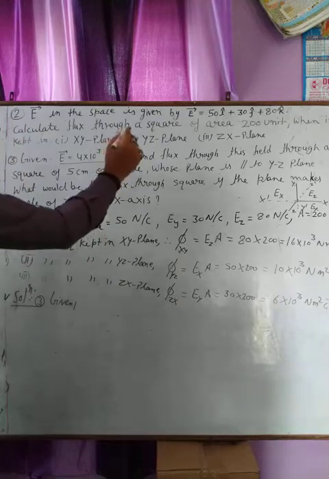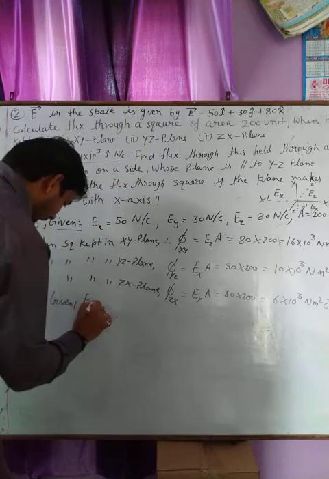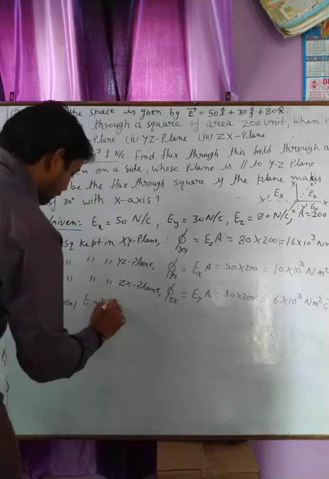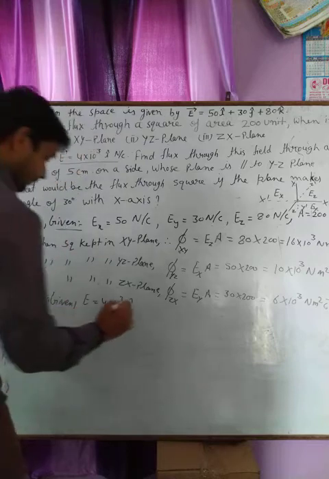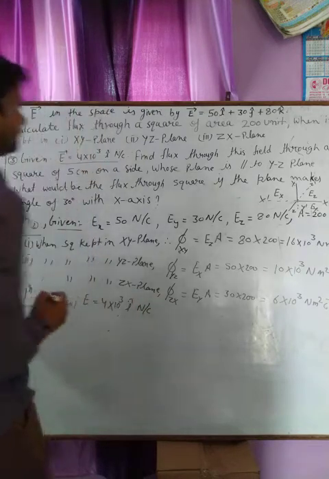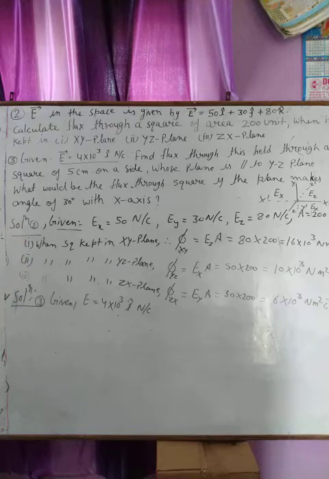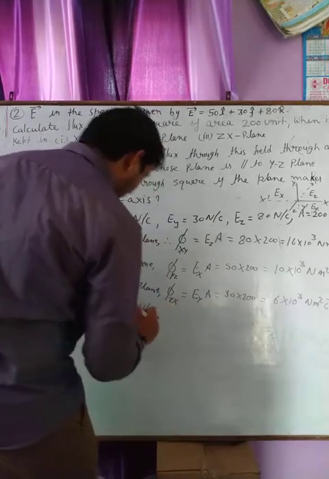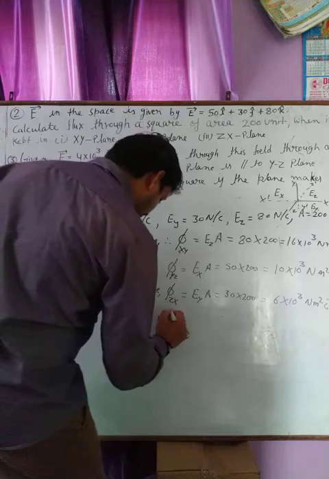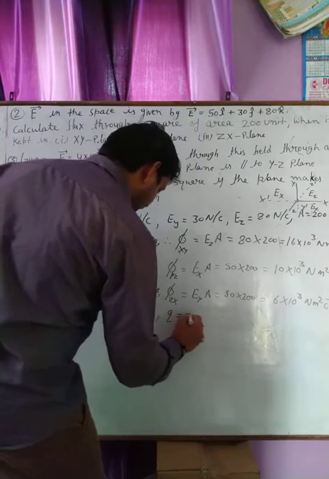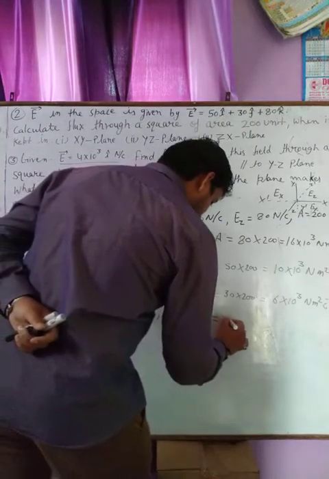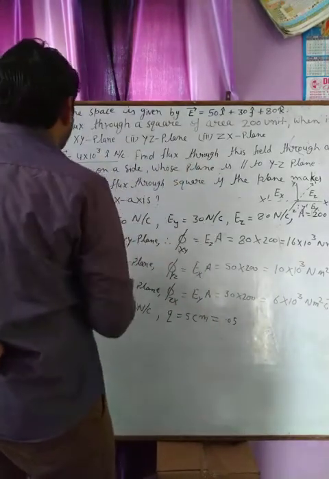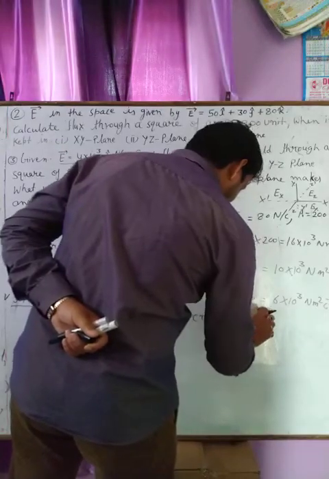Okay student, now we have the given value of electric field, that is 4 into 10 to the power 3 i cap Newton per Coulomb, and we have the square of side 5 centimeter. It will be converted into 0.05 meter.